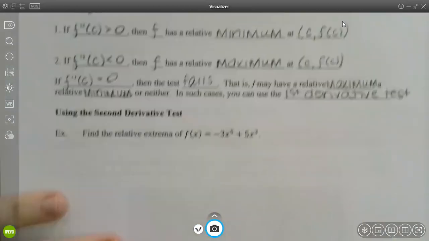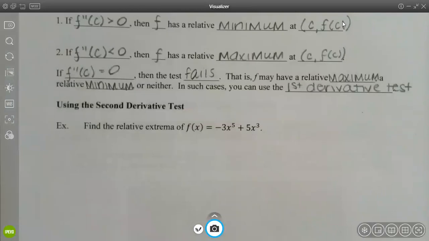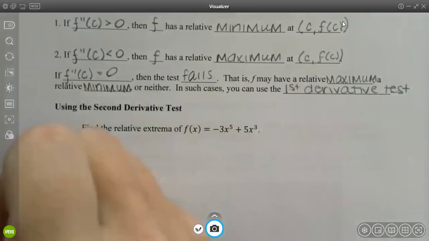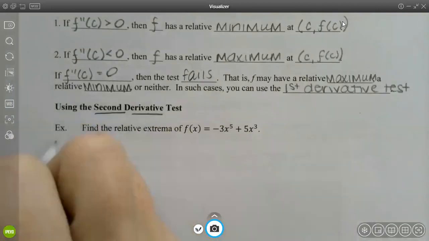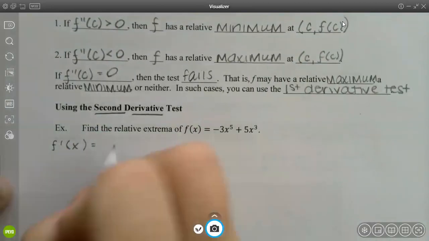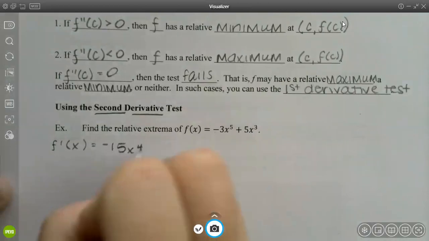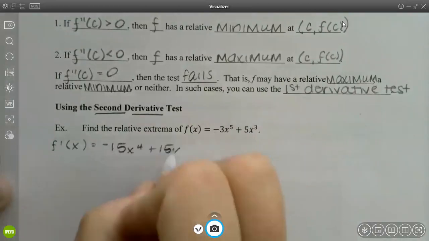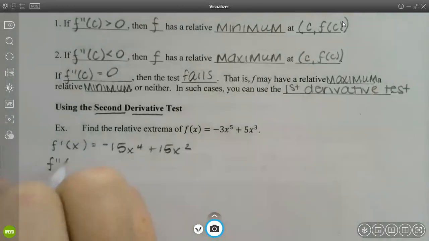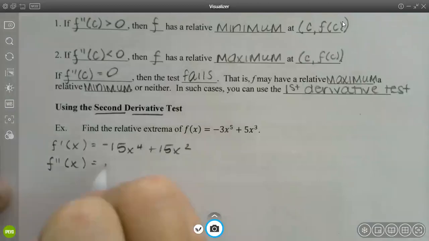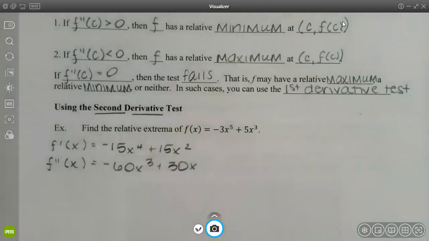So find the relative extrema of f of x equals negative 3x to the fifth plus 5x cubed. So we're going to use the second derivative test. So find the first derivative. What is it? Negative 15x to the fourth plus 15x squared. Find the second derivative. Negative 60x to the third plus 30x.